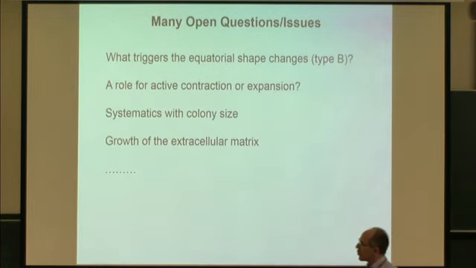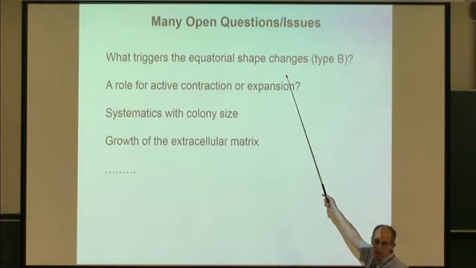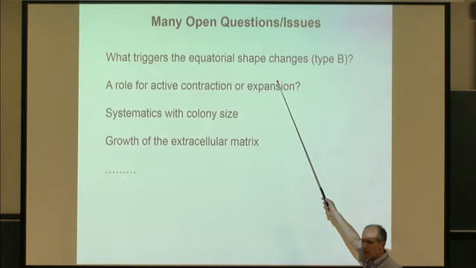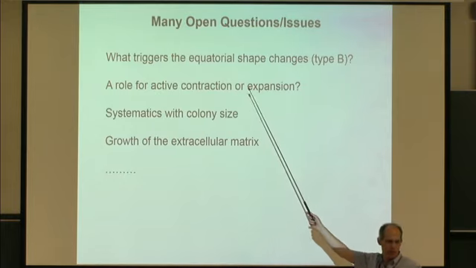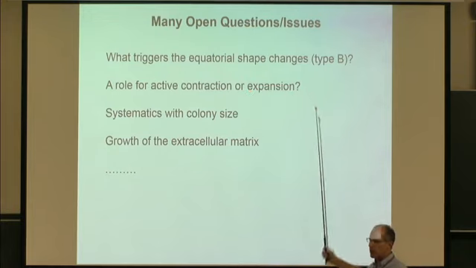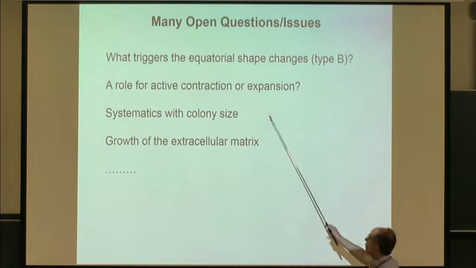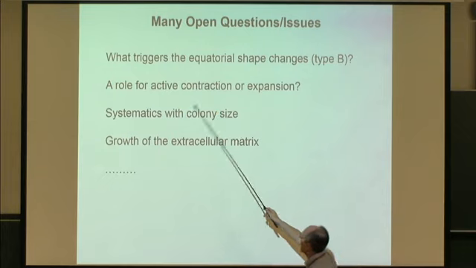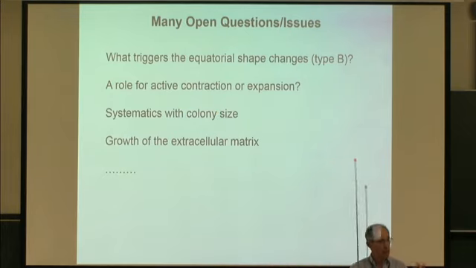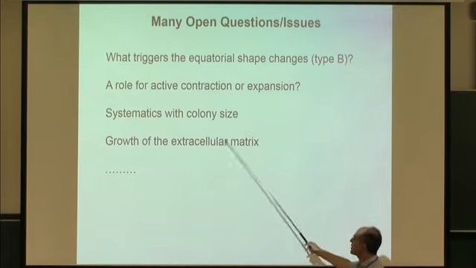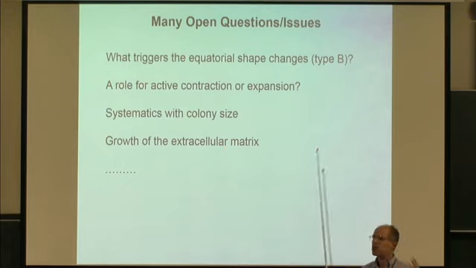I think that the open questions, which are basically all the questions you could possibly ask about this system, are, first of all, let's focus on this type B inversion. What triggers the beginning of this? How do the cells know in the equatorial region that they should start doing this process? Is there a morphogen? Is it some kind of elastic stress? Is it just hardwired from cell division? We don't know. There's been a lot of discussion in the literature about a role for active contraction or expansion of these cell sheets in addition to cell shape changes. We're looking to understand eventually systematics with colony size, and then eventually issues about how this extracellular matrix is added.